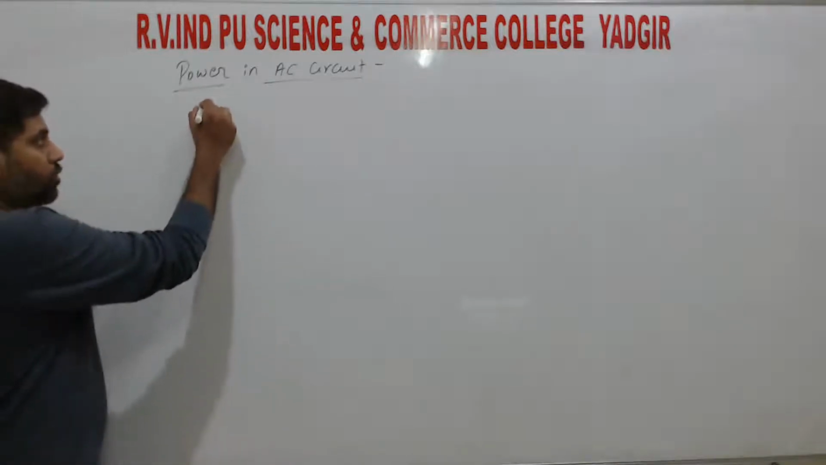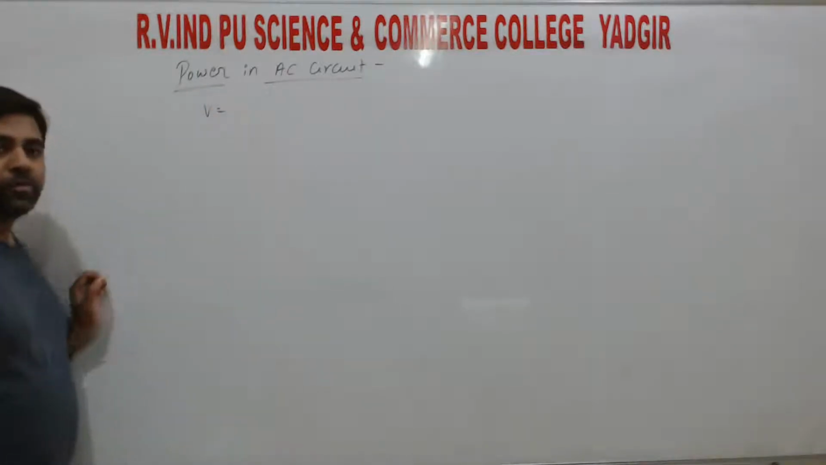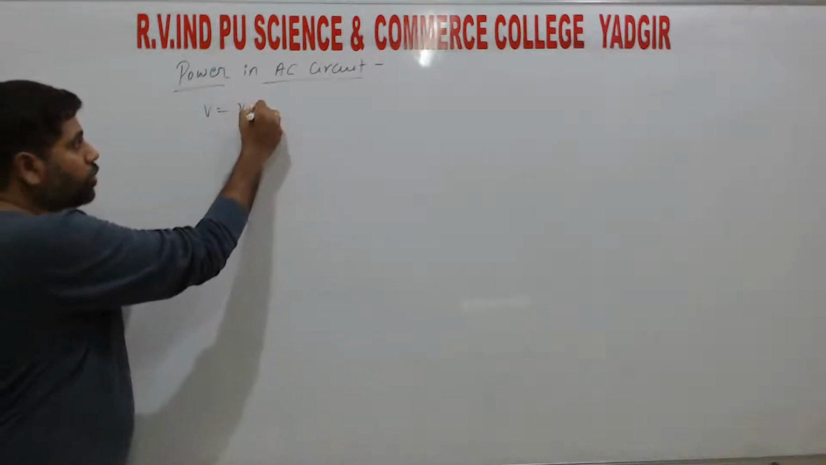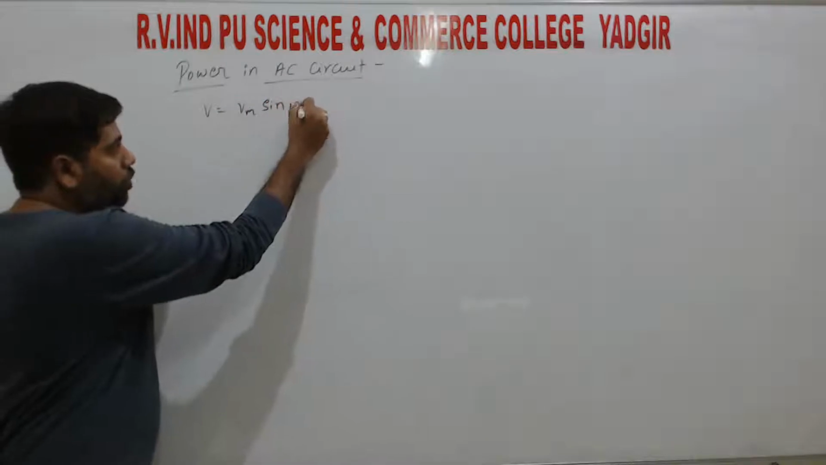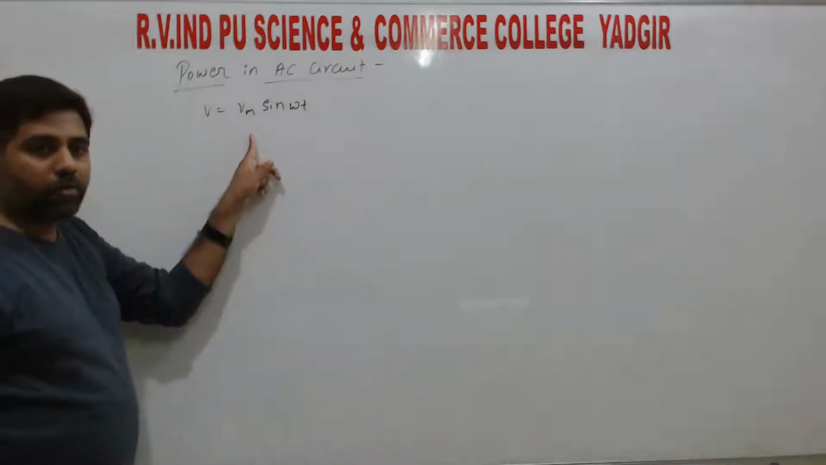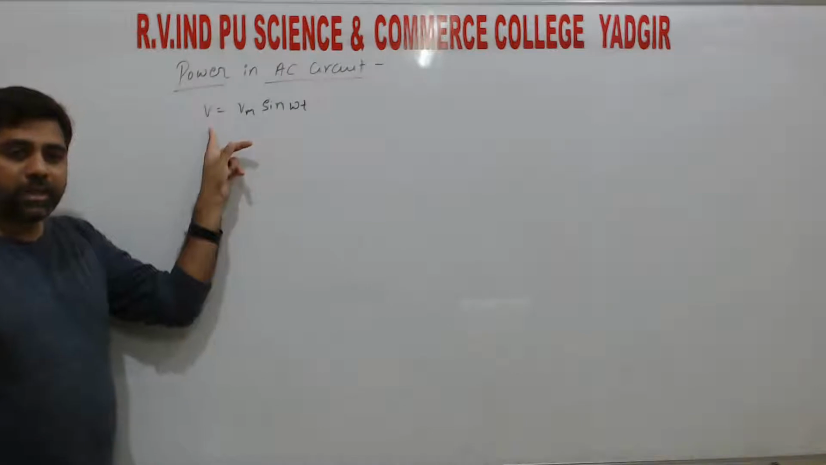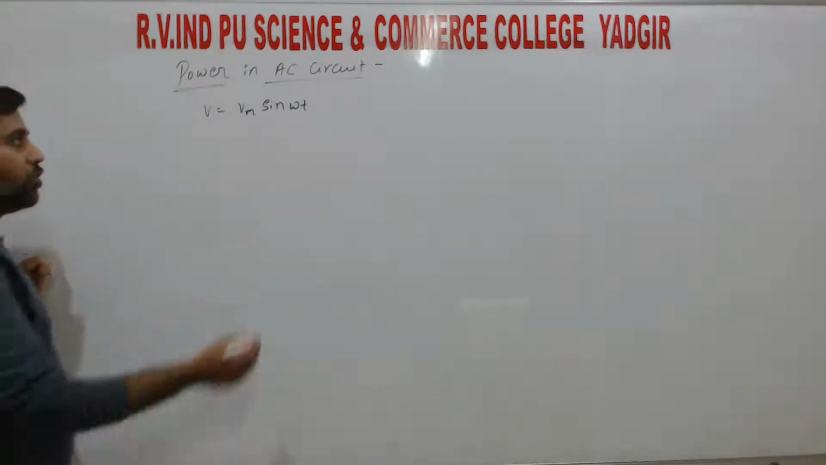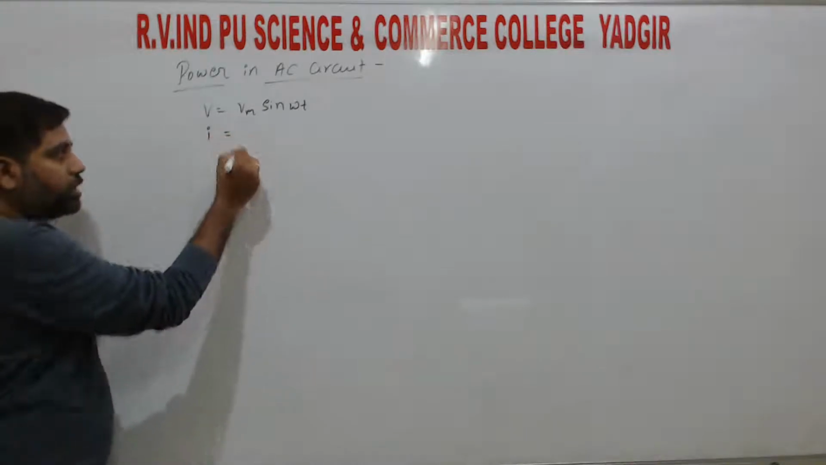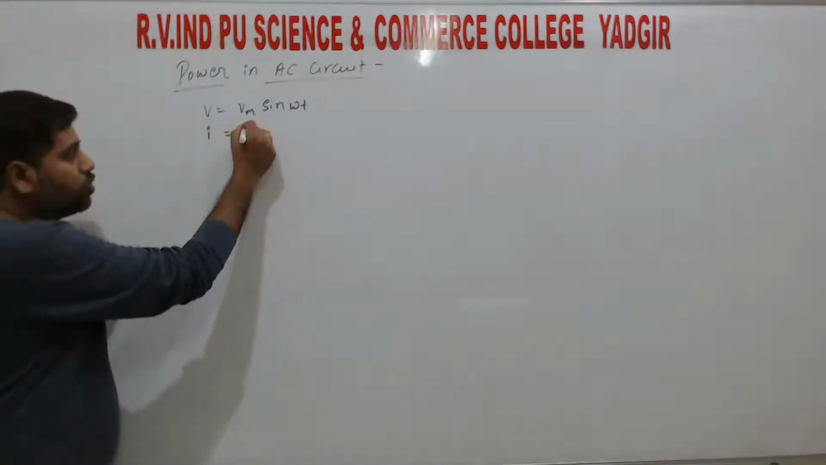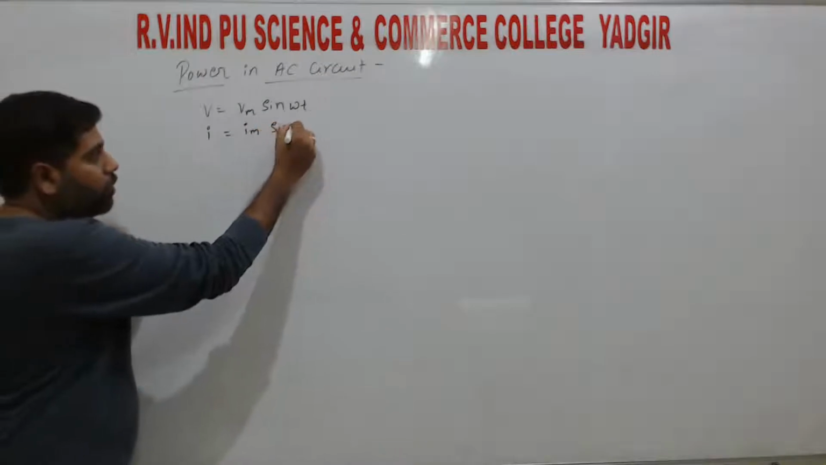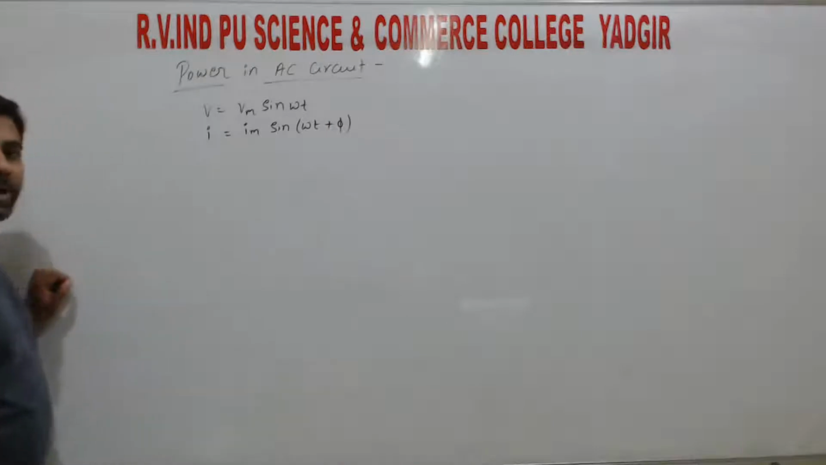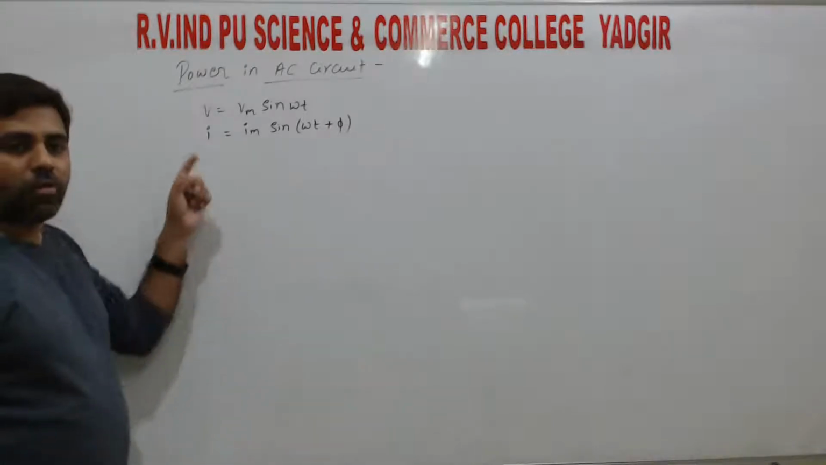The AC circuit which we connected has an input or applied voltage V equals Vm sin omega t, where Vm is the peak voltage, V is the instantaneous voltage, and omega is the frequency, right? Next, the current flowing in the circuit is I equals Im sin of omega t plus phi, where phi is the phase difference between the voltage and the current.